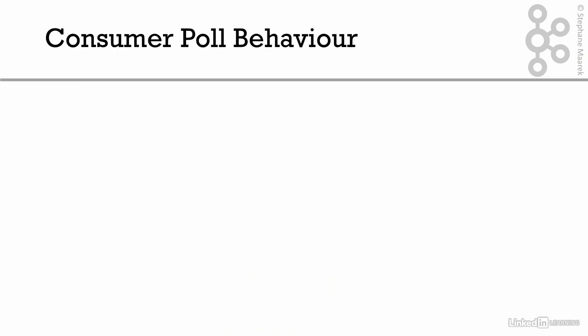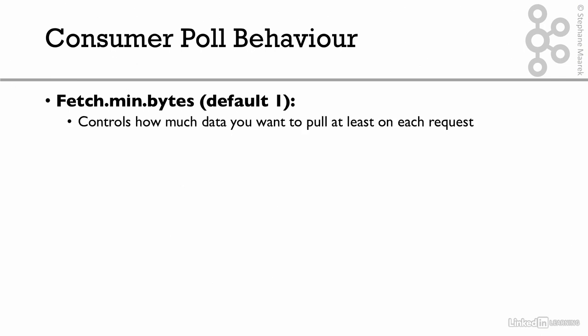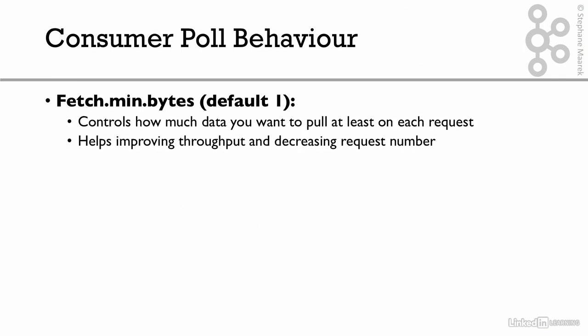Now, the behavior can be controlled in many different ways. First, you can say how many bytes in minimum you want. By default, it's 1. And basically, if you increase that number, you get improved throughput because you say, I don't want Kafka to give me anything unless I got maybe 100 kilobytes. And basically, that helps decrease the number of requests. Overall, what it may cost you is a bit of latency sometimes. So overall, the default of 1 is fine, but you need to know about this setting.